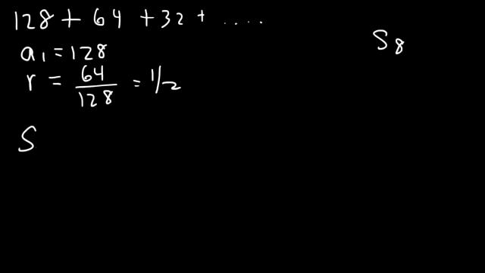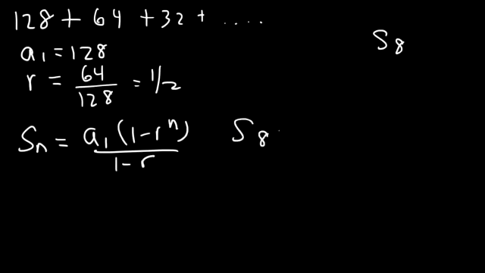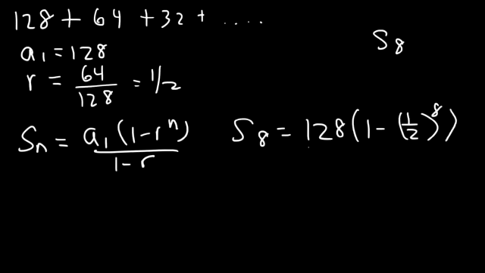So now we could find the sum. So here's the equation, and let's plug in the data. So S of 8 is going to be equal to the first term, which is 128, and then R is 1/2. We need to raise that to the 8th power and divide it by 1 minus R. So 1 minus 0.5 raised to the 8th power, that is equal to a fraction, 255 over 256.